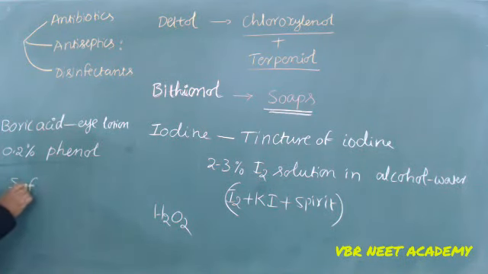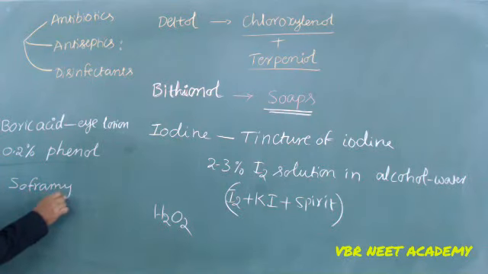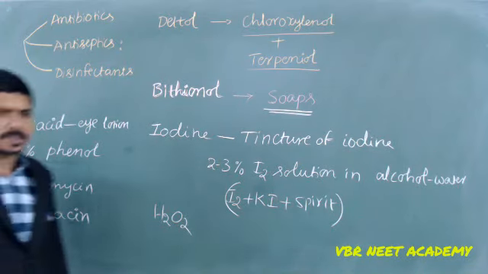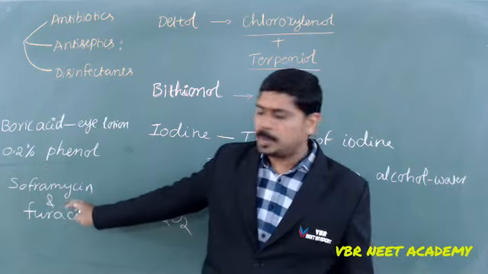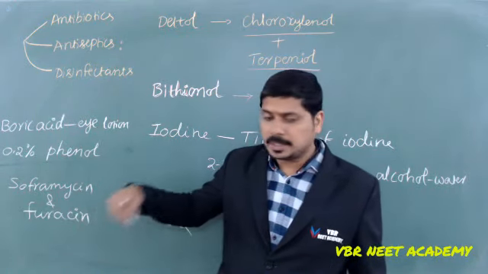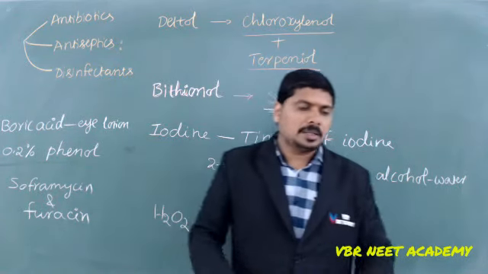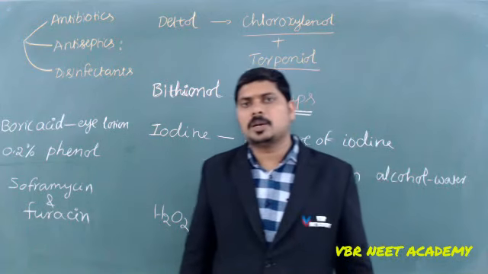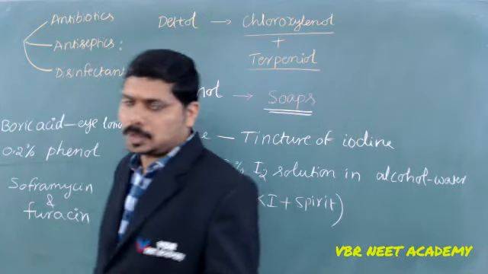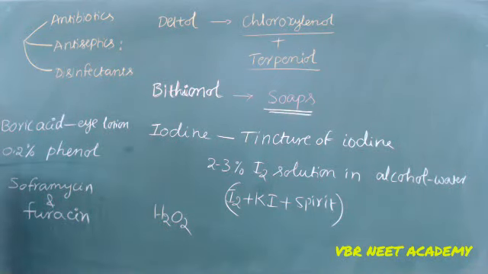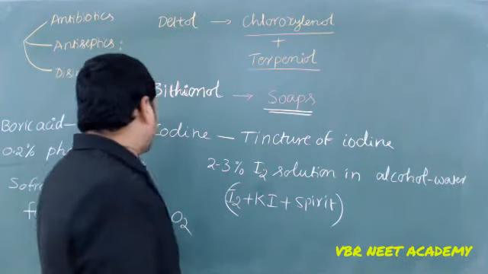And the next one we have is soframycin and furacin. Usually these two antiseptics are applicable for antifungal use. It is an ointment that is applied on the surfaces wherever you get a wound, in order to prevent fungal growth. So it is antifungal, but normally microbes in general can be cleaned by using this one. We are going to have iodoform.